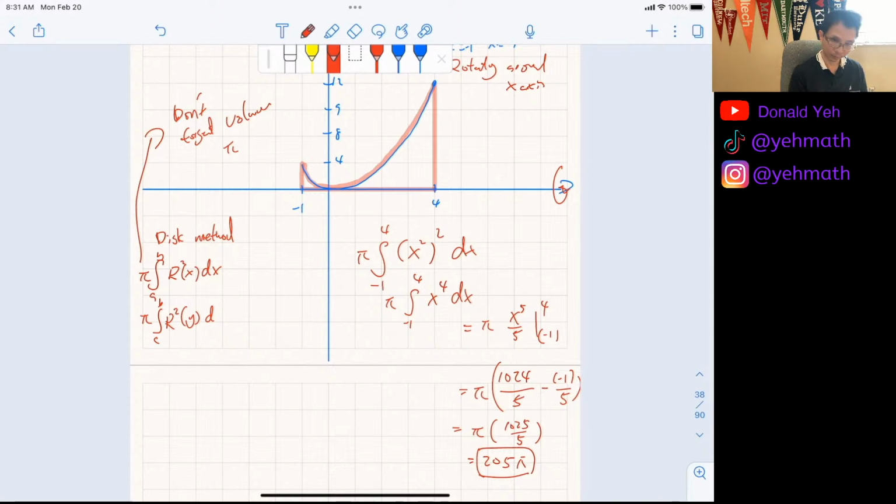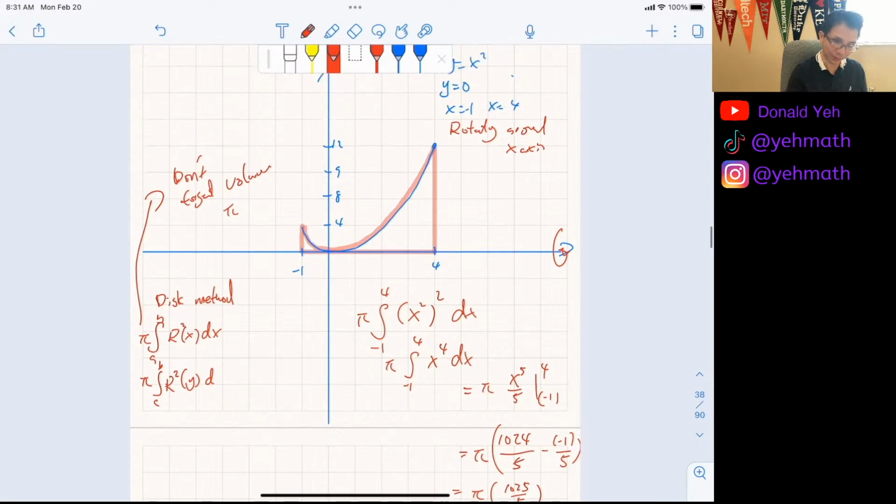Is that okay? x squared is given by this function. This is the distance x squared, and the x squared is acting as a radius. Sometimes the radius can be different than the function. In this case it's just an x squared.